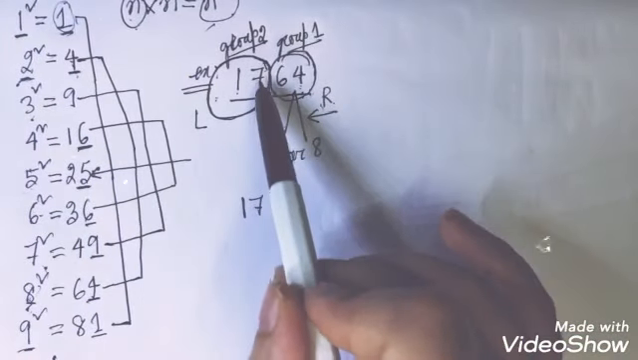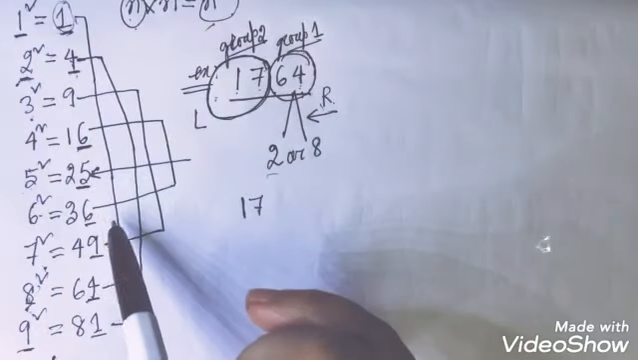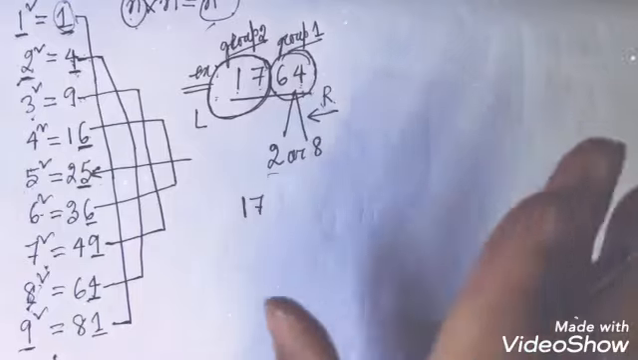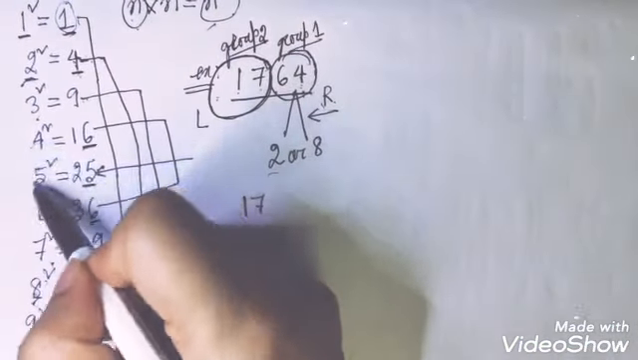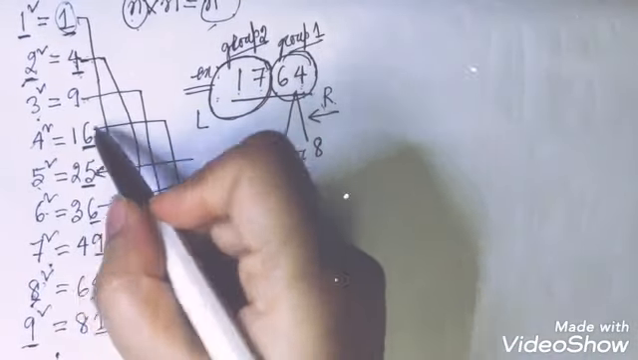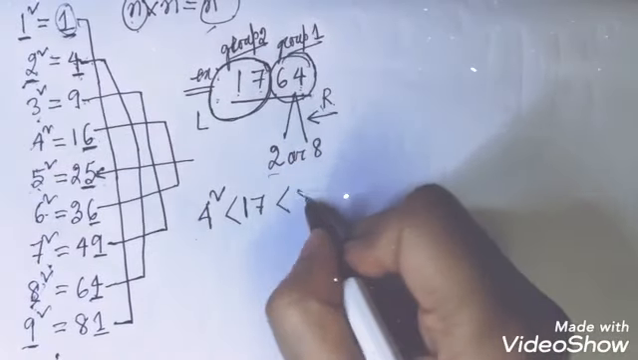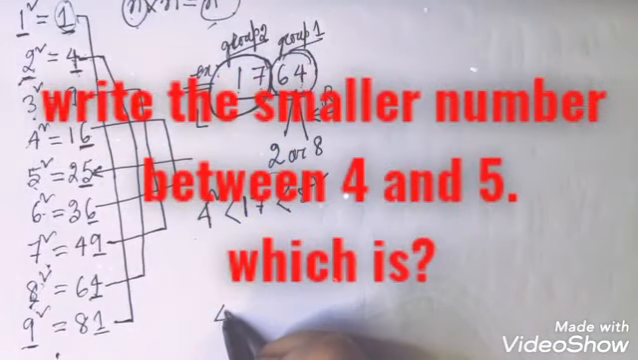Now see, 17 lies between which perfect squares? If you can see, 17 lies between 16 and 25. You must take two consecutive squares. These 4 and 5 are two consecutive numbers of which we are taking the squares. That is, 17 lies between 4 square and 5 square. So we will directly write 4 here.